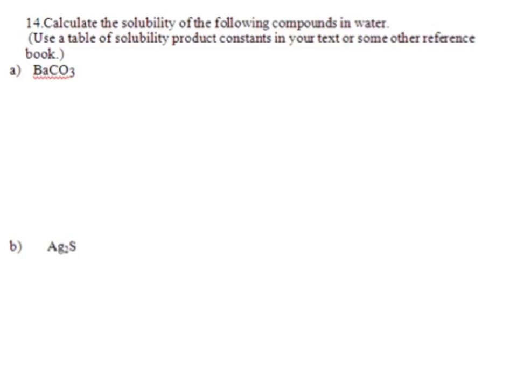Now we're on track. Calculate the solubility of the following compounds in water. Calculate or use the solubility product constant in your textbook. So first of all, we need to go find KSP. Go back to that table and tell me what is the KSP for barium carbonate and what is the KSP for silver sulfide. Barium carbonate is 2 times 10 to the negative 9. And then Ag2S, 1 times 10 to the negative 49.